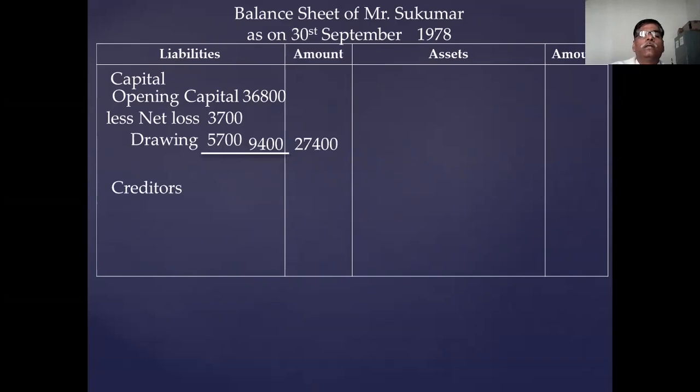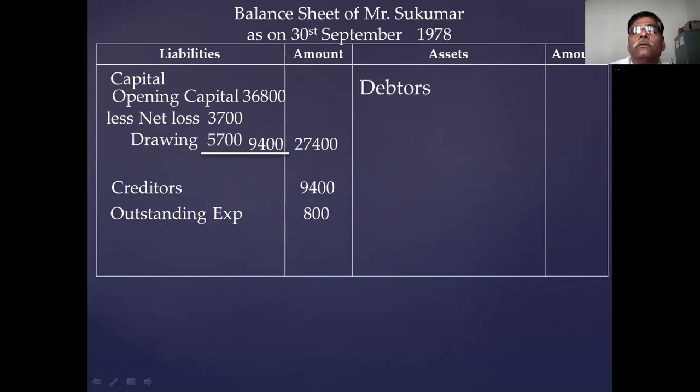Okay. Next item here is creditors. You take the closing balance of creditors, 9,400. Then closing balance of outstanding expense is 800. These are the items on the liability side. Then come to the asset side. In the asset side, first item is debtors. You take the closing debtors. There is no adjustment. If there is RDD, you deduct. There is no RDD.